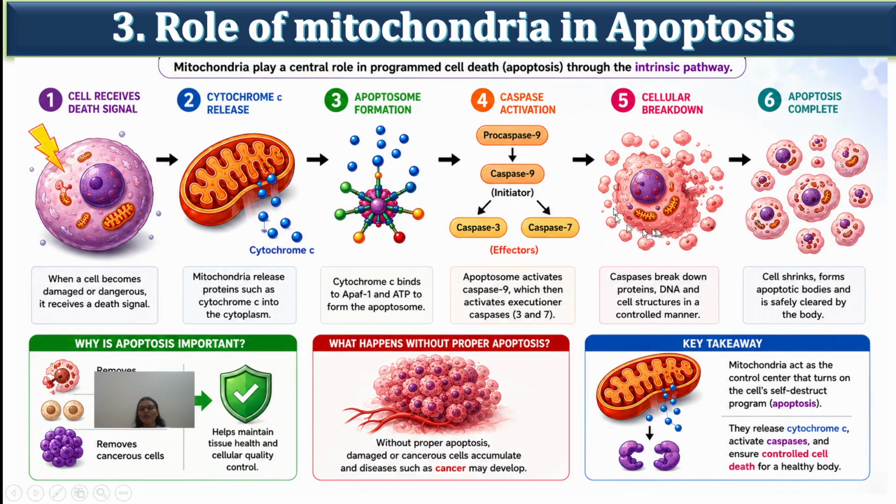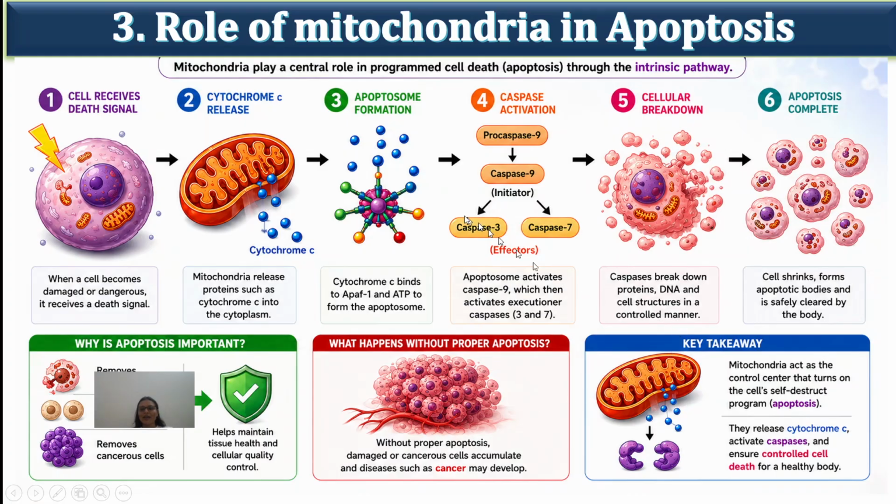Caspases break down protein, DNA and cell structure in a controlled manner, very controlled manner, right? So ultimately the cell shrinks, forms smaller apoptotic bodies, and these are safely cleared by the phagocytosis process. So this is the whole story about the apoptosis process. If this apoptosis process does not occur, what happens? It will generate cancerous cells, right?